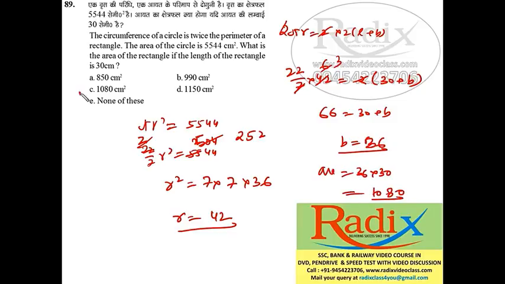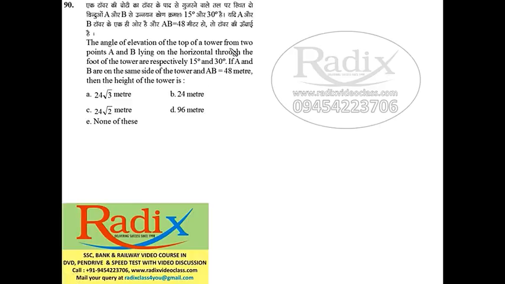1080. Answer is C option. Okay, next question. The angle of elevation of the top of a tower from 2 points A and B lying on the horizontal line through the foot of the tower are respectively 15 and 30 degrees, and it is also given that A and B are on the same side. आपको given है कि ये जो A और B है same side में है.